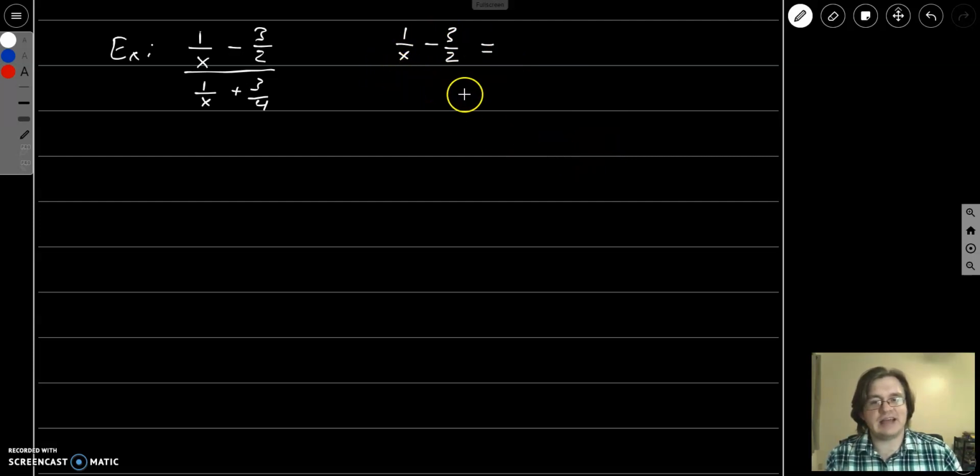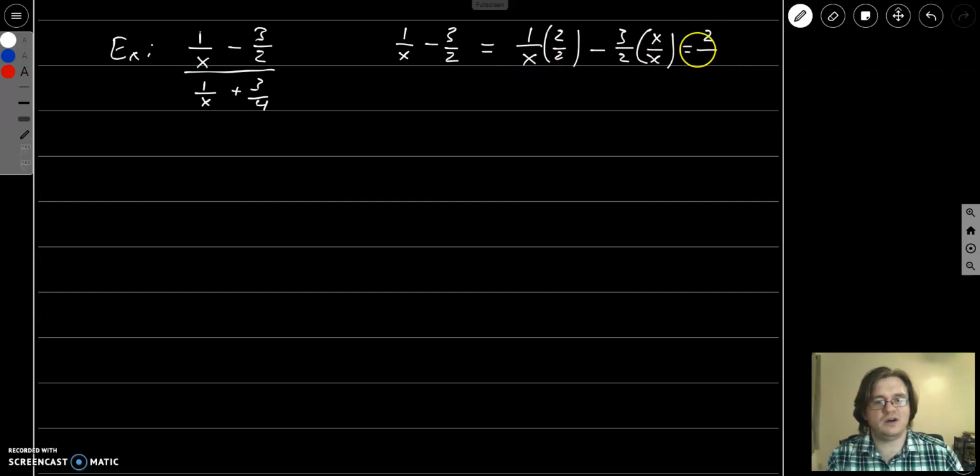The only factor of x is x. The only factor of 2 is 2. So this is fairly straightforward. To get a factor of 2x on the bottom, I'll multiply the first fraction by 2 over 2. The second fraction, I need an x on the bottom, so I'll multiply by x over x. And we'll get 2 over 2x minus 3x over 2x. Simplifying this, we have 2 minus 3x over 2x.